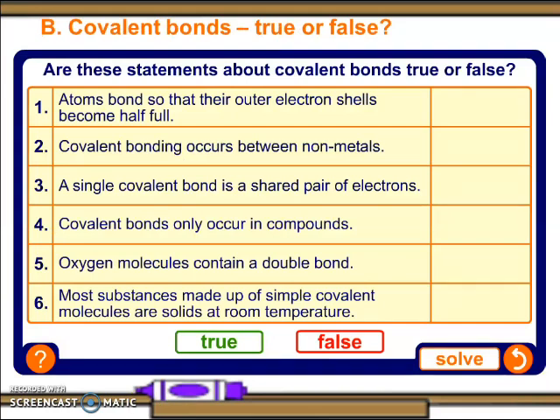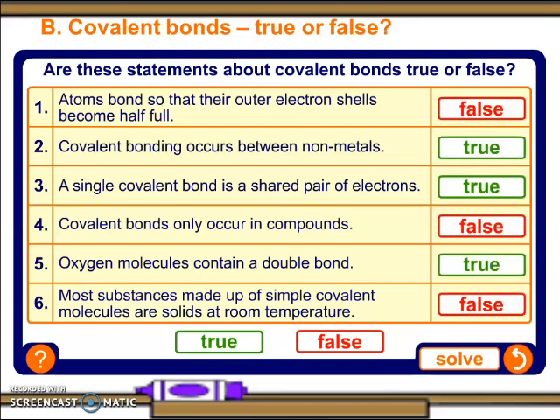B. Covalent bonds, true or false? Are these statements about covalent bonds true or false? 1. Atoms bond so that their outer electron shells become half full. 2. Covalent bonding occurs between nonmetals. 3. A single covalent bond is a shared pair of electrons. 4. Covalent bonds only occur in compounds. 5. Oxygen molecules contain a double bond. And 6. Most substances made up of simple covalent molecules are solid at room temperature. And here's the correct answer. Number 1 is false, 2 true, 3 true, 4 false, 5 true, and 6 false.